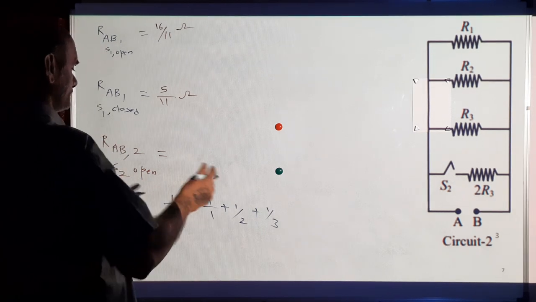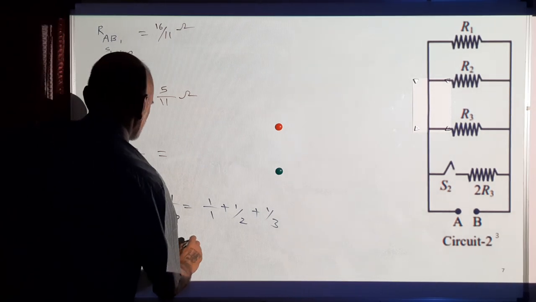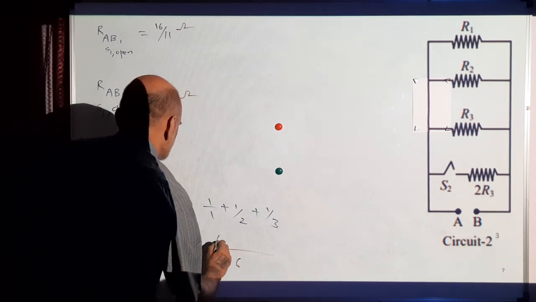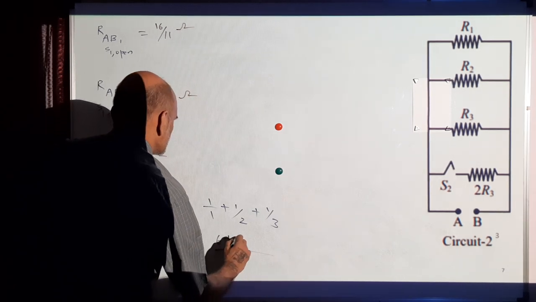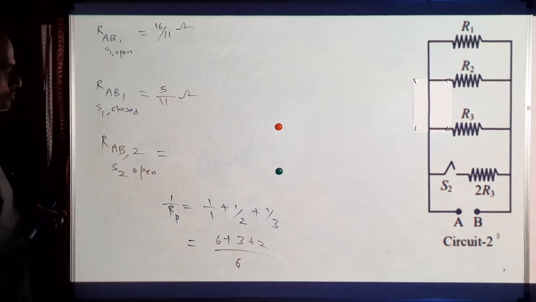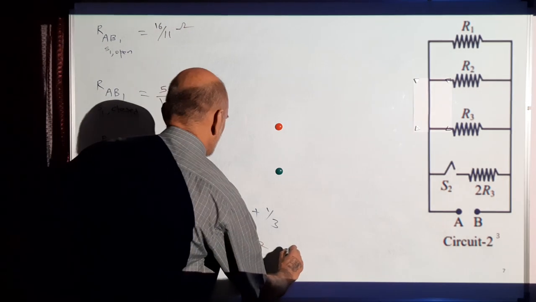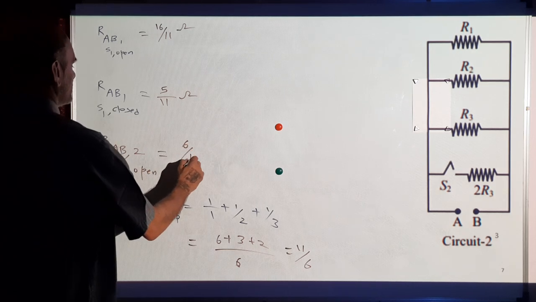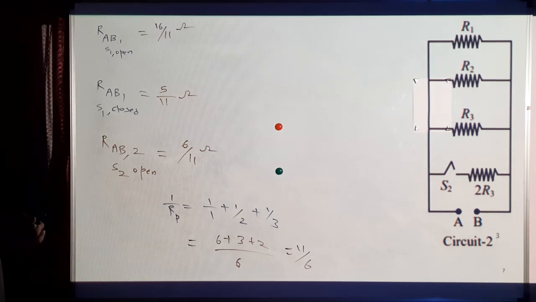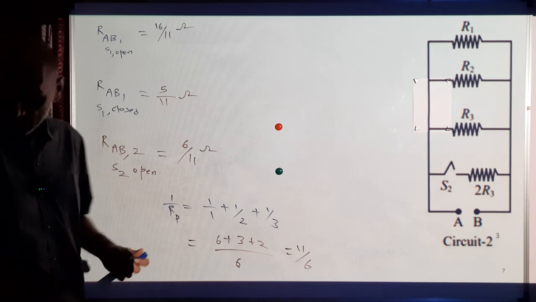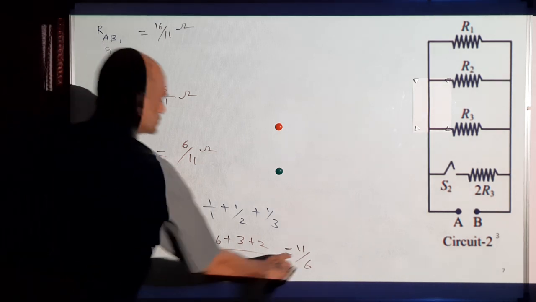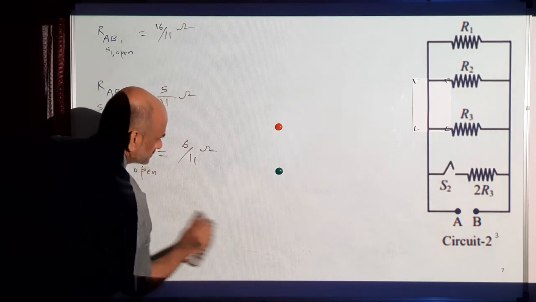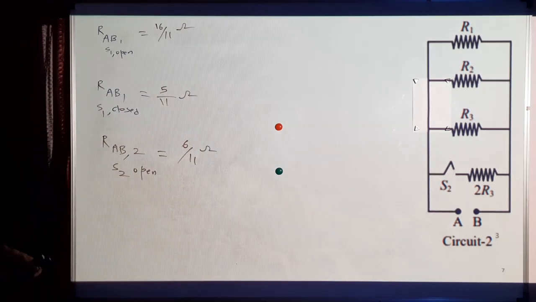LCM 6. So 6 plus 3 plus 2, so this is 11 by 6. So take the reciprocal, you get 6 by 11 ohms. Because in parallel combination, reciprocal of resistances add. So resistance is the reciprocal of the final answer, which is 6 by 11 ohms.